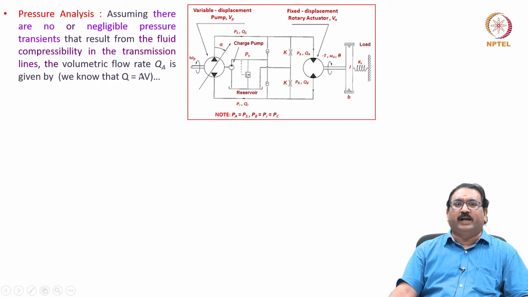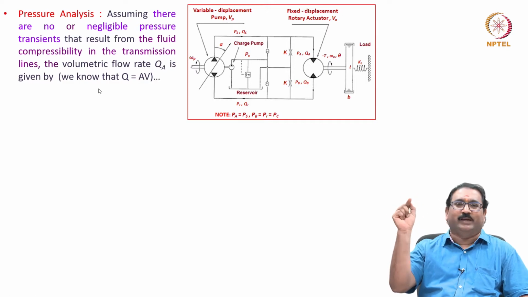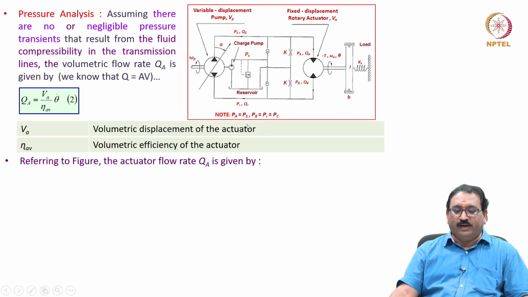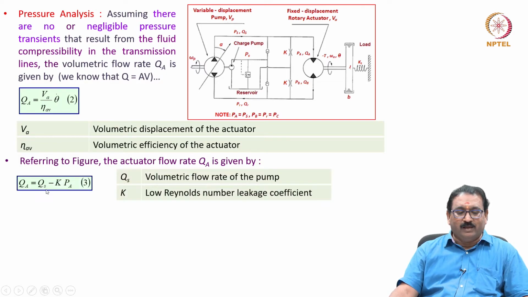the volumetric flow rate QA is given by, already we know that QA equal to A into V. So, QA equal to VA by nu AV into theta dot. Here VA is the volumetric displacement of the actuator, nu AV is the volumetric efficiency of the actuator. Referring to the figure, the actuator flow QA is given by QS minus KPA. QS is the volumetric flow rate of the pump, K is the low Reynolds number leakage coefficient.